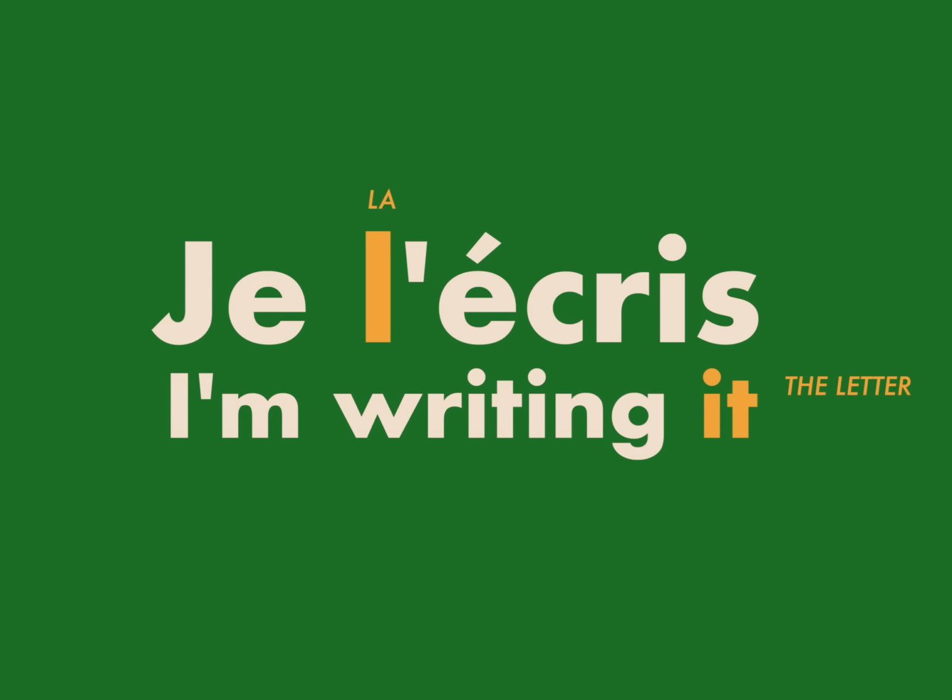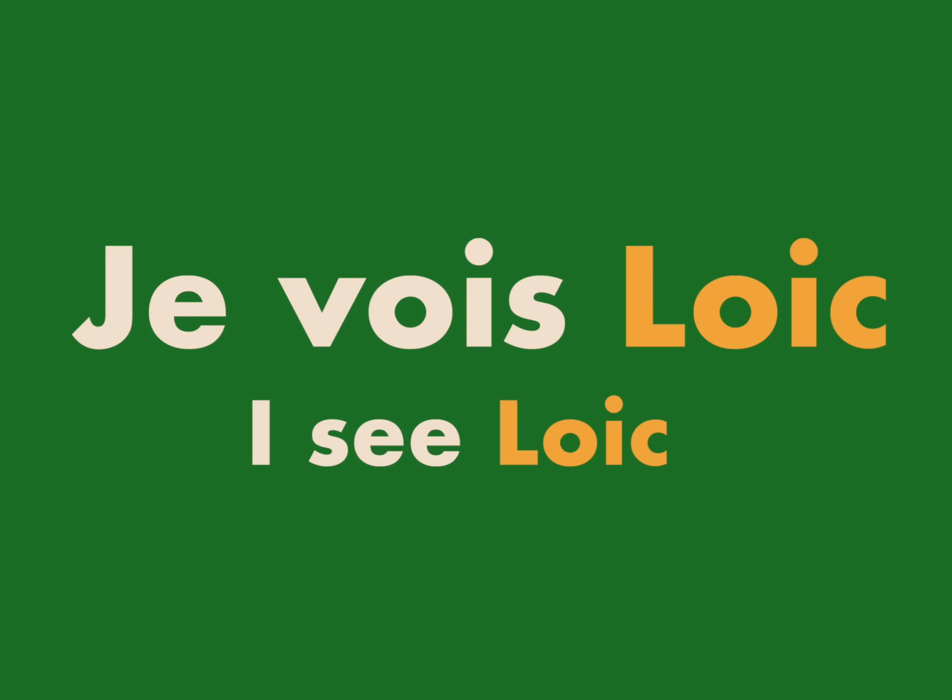I'm writing a letter. Now, if I want to say I'm writing it, it refers to the letter, which is an answer to what am I writing? A letter. It's a literal answer of what is happening from the verb. So you would say, je l'écris, I'm writing it. Now, this is where you're gonna get it twisted. If you say, I see Loïc, je vois Loïc. I see him.